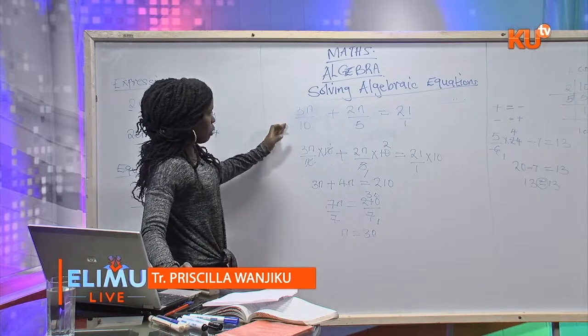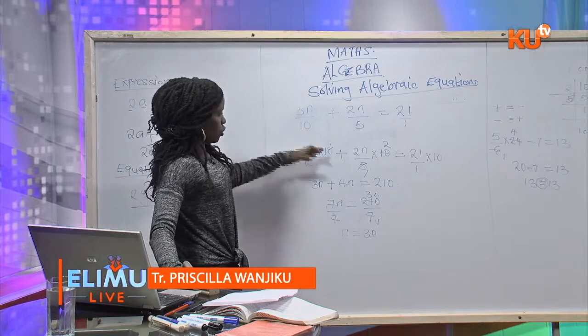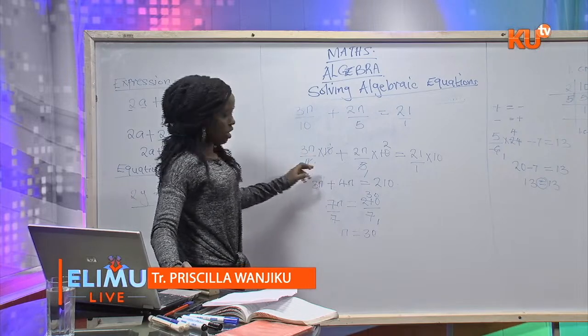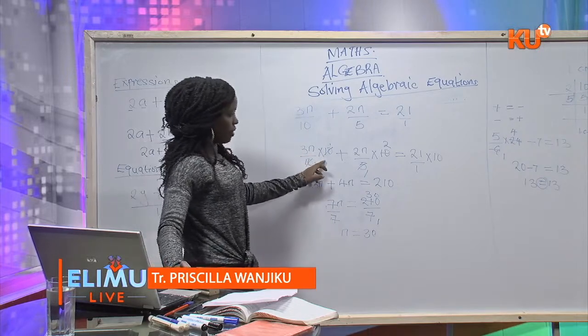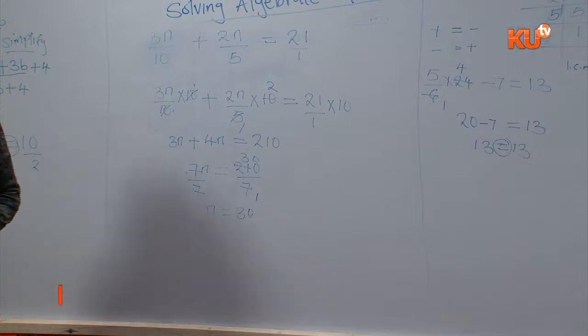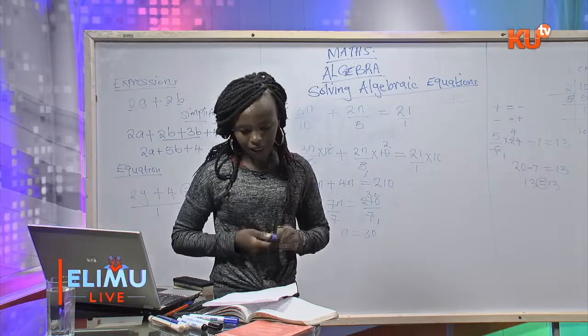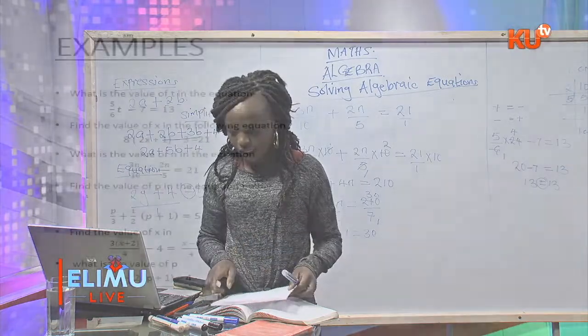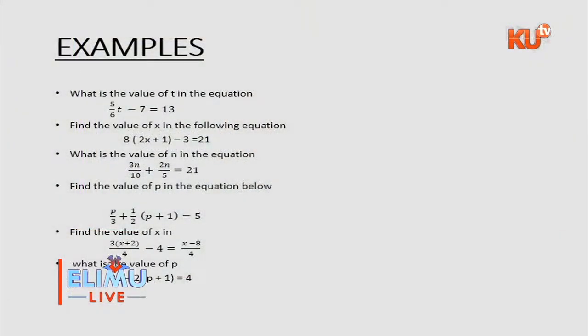So in such a case, pupils, before you solve it, ensure you get the LCM and multiply all the fractions by the LCM. And then from there you can be able to solve such a question. So I want us to do another example that is a bit different from what we have done already. Example number 4.